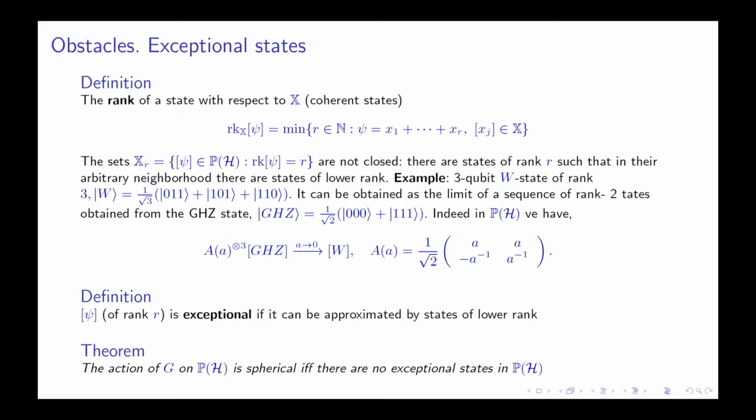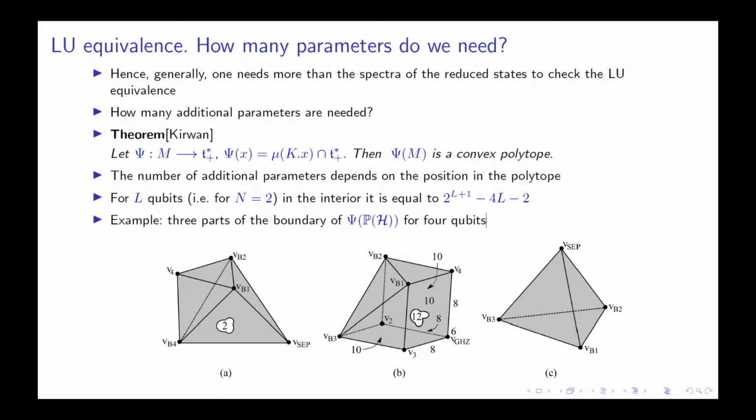Because the theorem states that the action is spherical, so it means that you can recover this from the spectra, in our language, if there are no exceptional states, okay? But for the exceptional states, you cannot do this. So it means that we need something more. In addition to the spectra of these reduced density matrices, we need something more to distinguish between different orbits, okay?